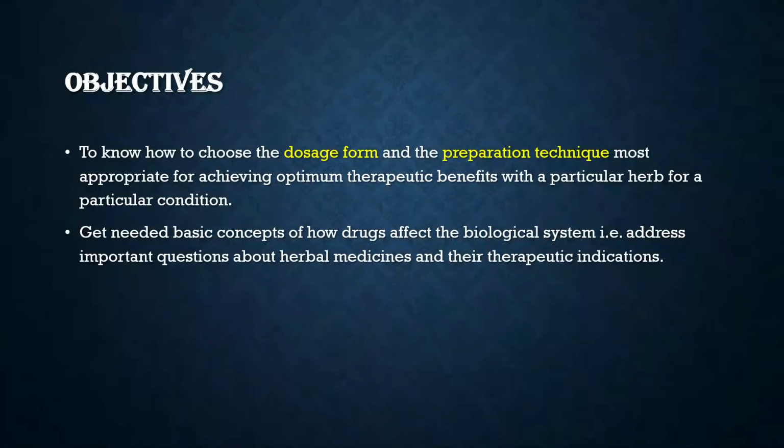An example, if you're treating an HIV patient, you can use the local herbs, and if your patient does not delight in boiling herbs every now and then, you can give them extracted herbs. You can give them herbs where it really doesn't involve a lot of boiling. It doesn't involve boiling at all. So to know how to choose the form and the preparation technique most appropriate for achieving optimum therapeutic benefit with a particular herb for a particular condition.